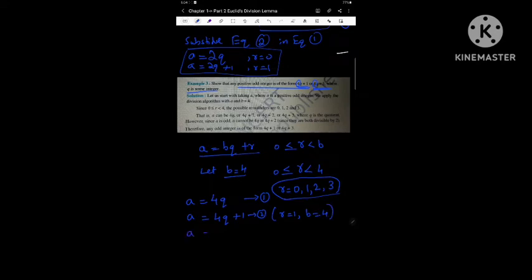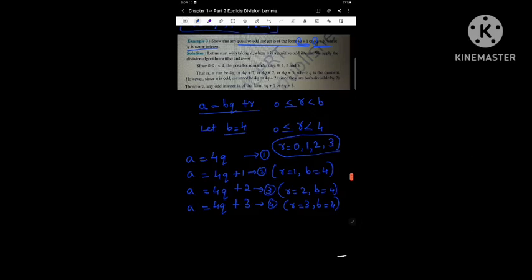Next, a equals 4q plus 2. This will be our third equation. Here r is what? 2. B is 4. Then final last one will be 4q plus 3. Fourth equation. R is 3 here and B is 4. Right. So I hope this is clear to everyone now.